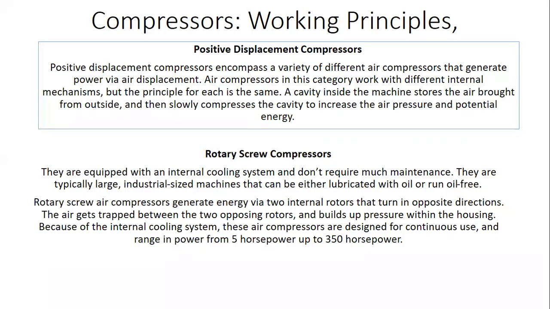Now, because of the internal cooling system, the air compressors are designed for continuous use and range in power from 5 horsepower up to 350 horsepower. There's an internal cooling system. If that internal cooling system is not there, of course, the pressure will build in such a way that it can burst. So there's an internal cooling system that cools the pressure that builds up because of the air that is trapped and the rotors that are in opposite directions.